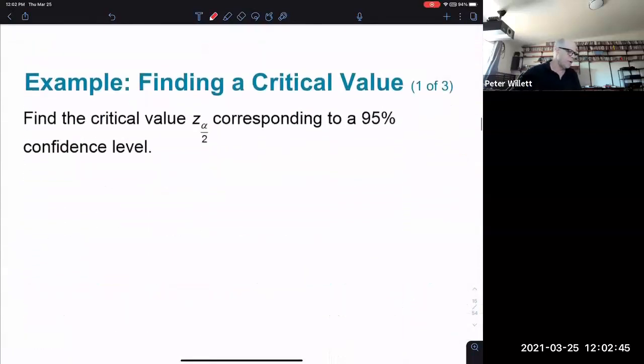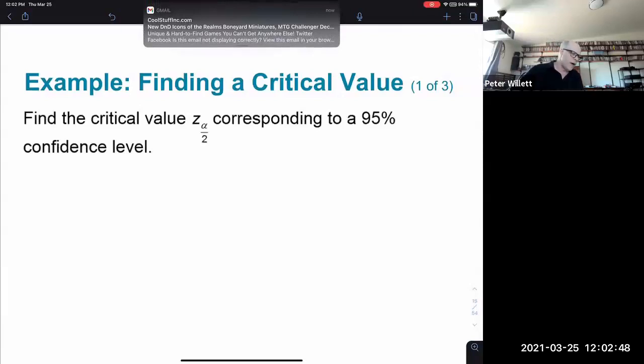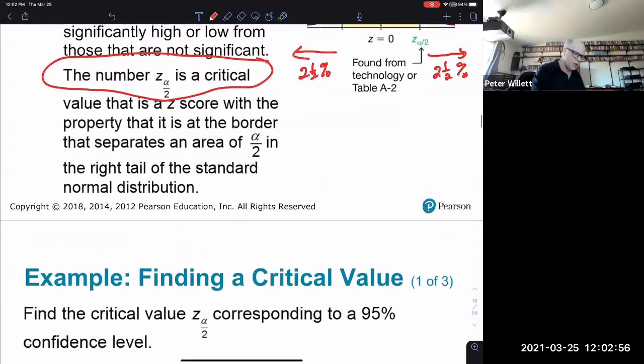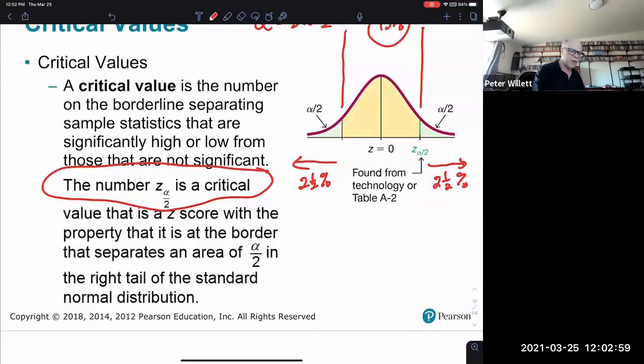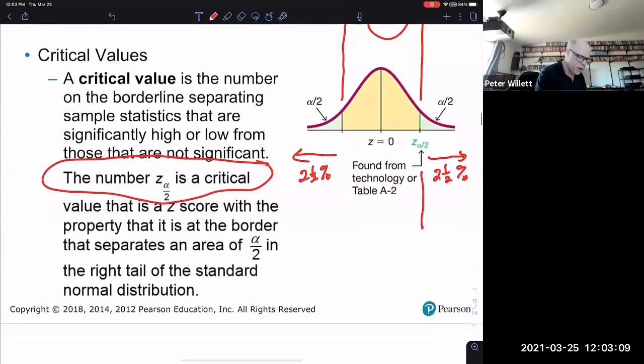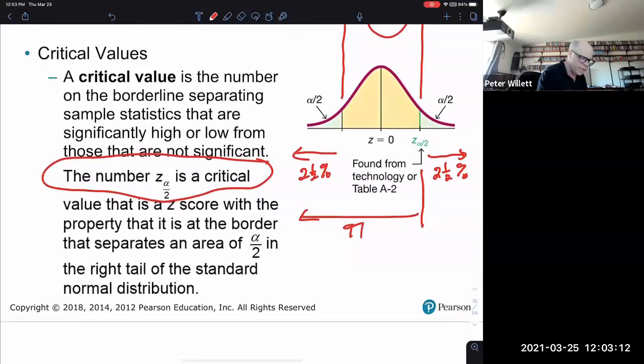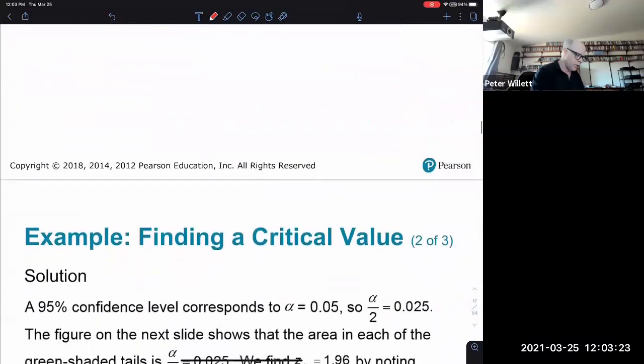So they're going to do an example of one of these. Finding the critical value, z alpha over 2, corresponding to a 95% confidence interval. As I was just using that as an example, that means the critical value would need to be the z value where only 2.5% is to the right, or 97.5% is to the left. So if 2.5% is to the right here, that means 97.5% is on the other side of my critical value. So they're going to walk through that process.